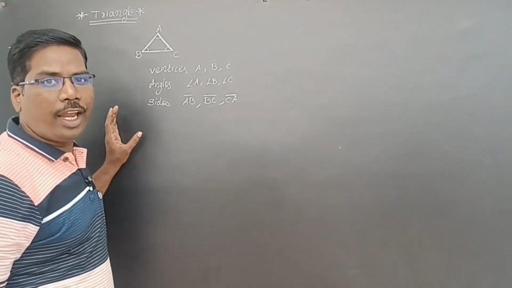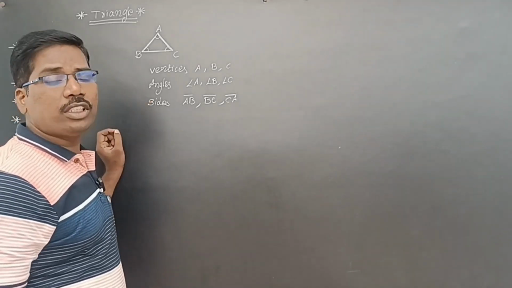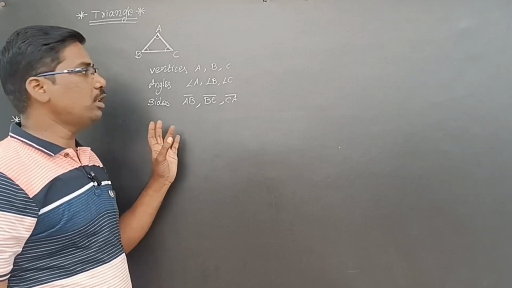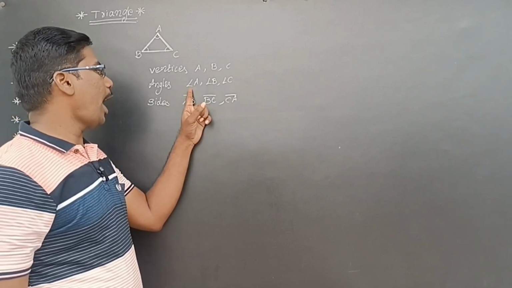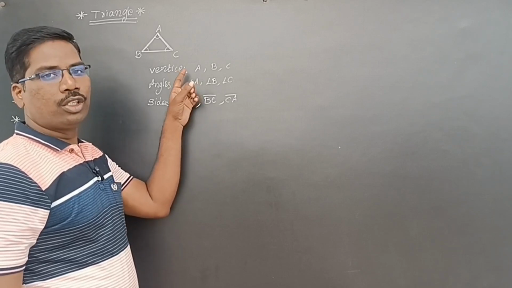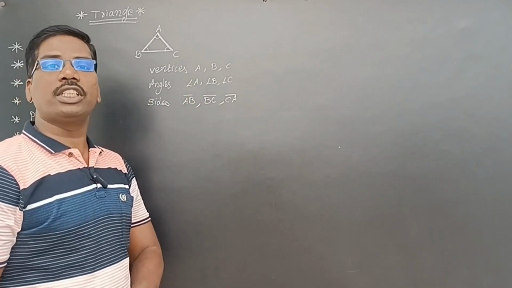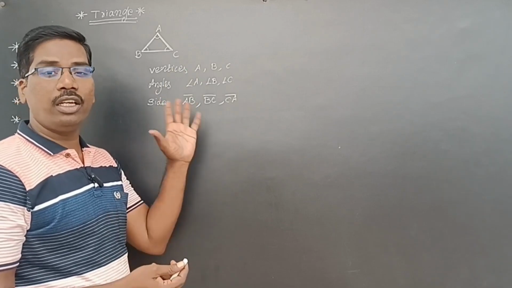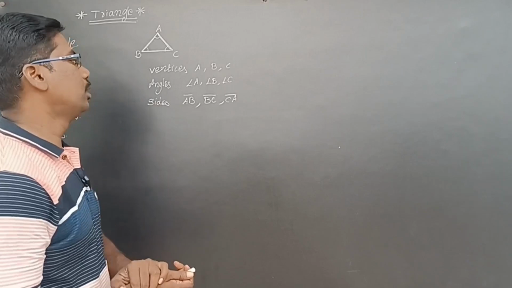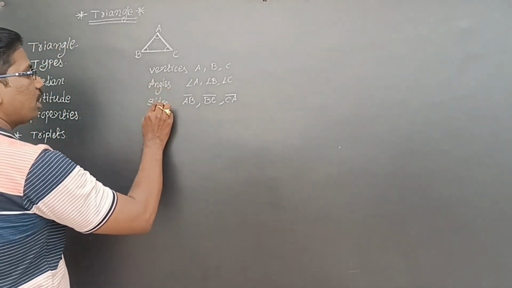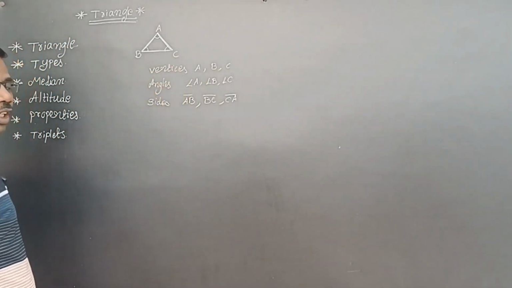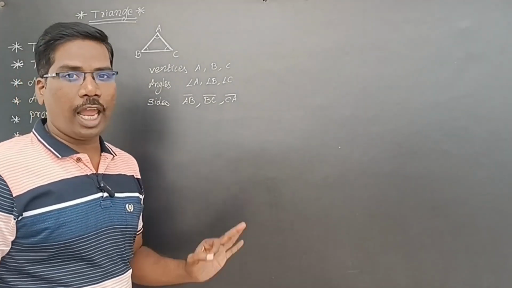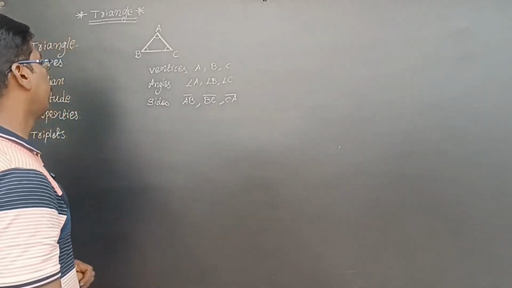So there are 9 elements. In these 9 elements, the measurements are 6. We can measure an angle, we can measure a side, but we can't measure a vertex. So a triangle has 6 measurements and 9 elements in total. Of the 6 measurements, 3 are angles and 3 are sides.